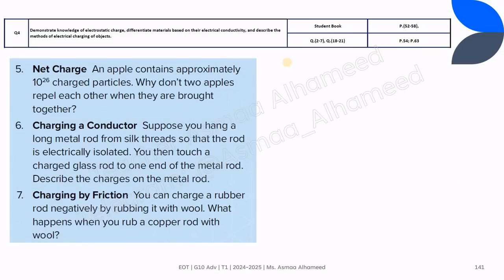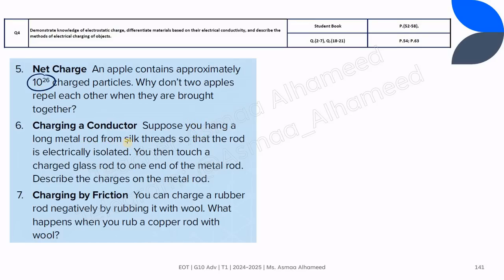Here we have: an apple contains approximately 10 to the power 26 charged particles. Why do two apples not repel each other when they are brought together? So they have this many charged particles, but they also have the same number of positive charges and negative charges, so they cancel each other and they become neutral.